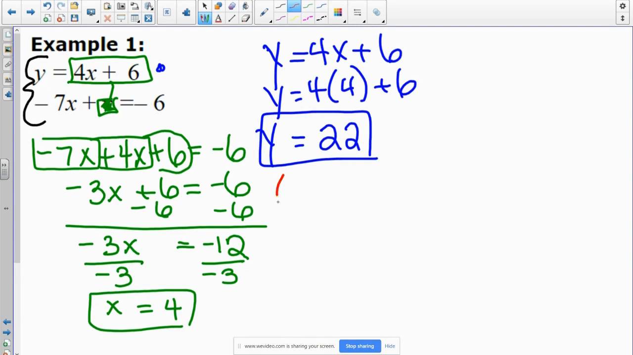And I write it as an ordered pair. That'd be the third step. So (4, 22). So if I was graphing this, this would be the point of intersection. This is where both of those linear or straight lines, the two straight lines, would cross.